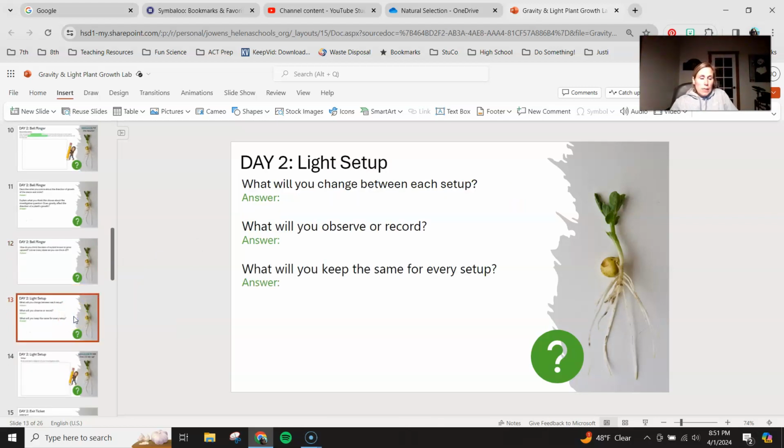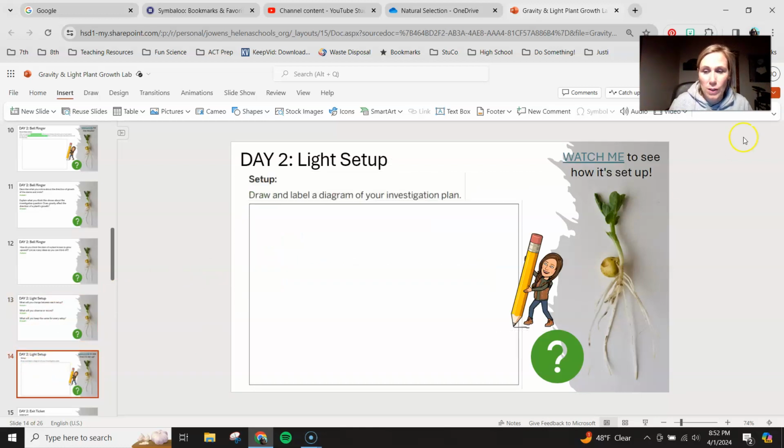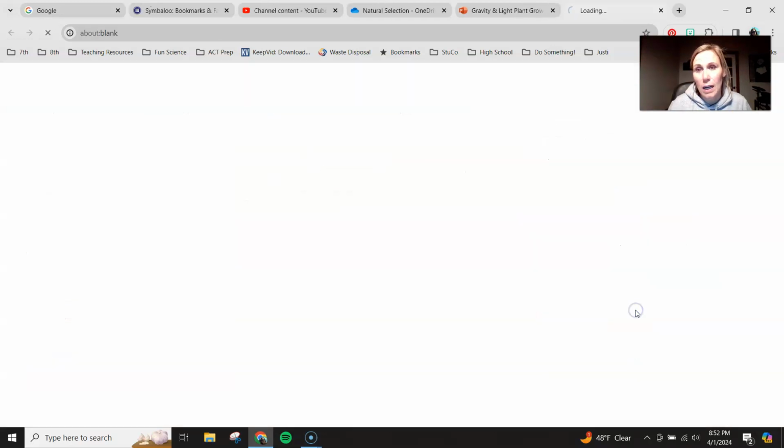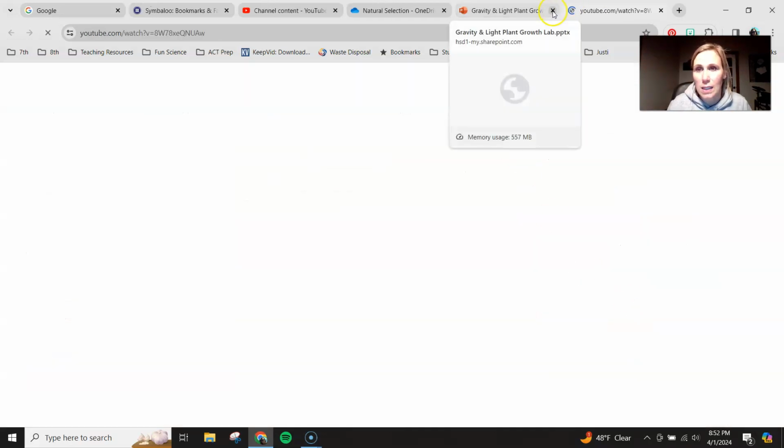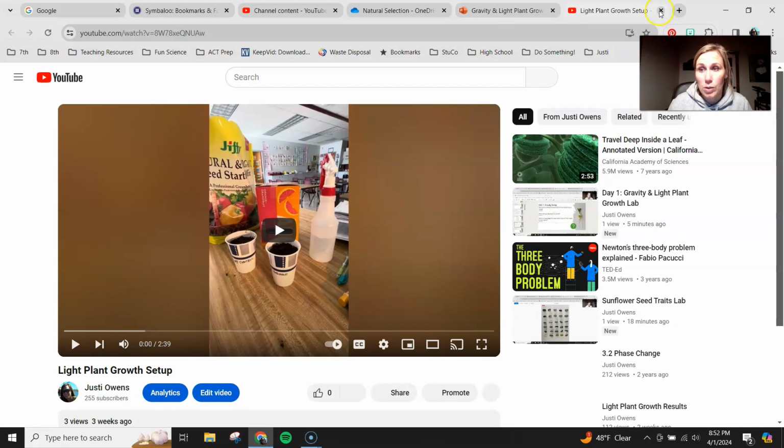Your light setup is a little bit different, and you will have to watch the video again to see what we change between each setup, what we're going to observe or record, and what you will keep the same for every setup. If you were in class for day 2, which you're not, you would have to decide these things, but since you're doing this from home, you will have to go to slide 14, open up this video, and watch it to see what we were actually investigating in this assignment. This is what we're changing. This is what we're going to leave the same. So this is the video you want to watch.